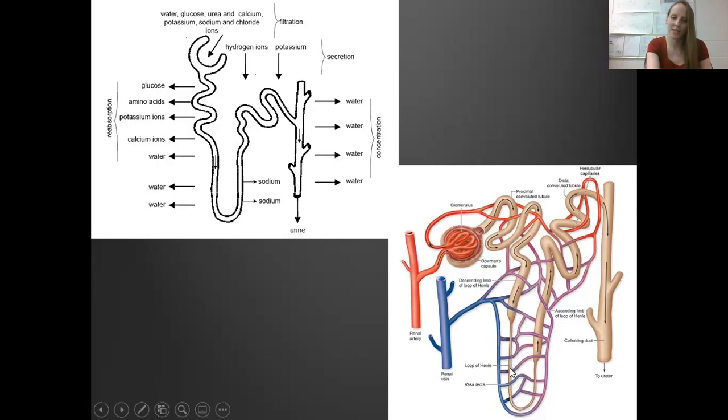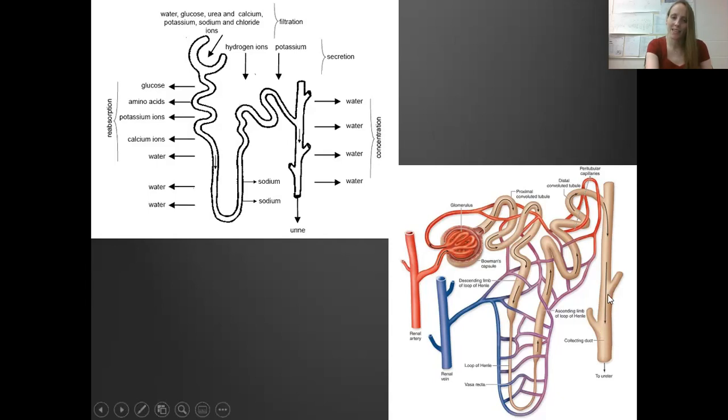Water is going to continue to come out of that area. As we go up the ascending side, our salt ions are going to start coming out again, just through diffusion. Then we get into the distal tubule, which is this wiggly part up here. That's where we have ions pumped into the distal tubule, things like hydrogen ions and ammonia and stuff like that. And then we get into the collecting duct, which is right here.